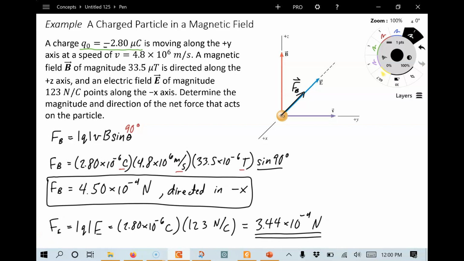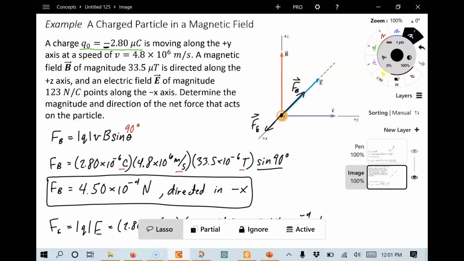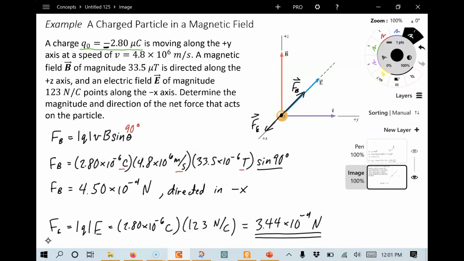And again, this is a negative charge. So we know that a positive charge experiences an electric force that points in the direction of the electric field. Because this is a negative charge, the force is going to point in the opposite direction. So the electric force is going to go in this direction. Let's draw it again here. That's going to be a little bit shorter than the magnetic force because of the numbers. I can get rid of this for a second because this is not quite our final answer yet.